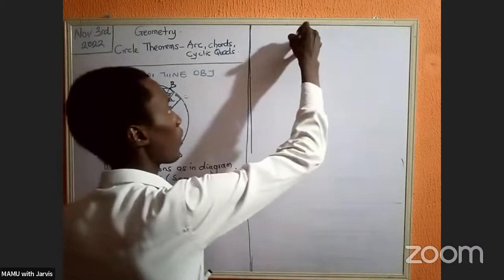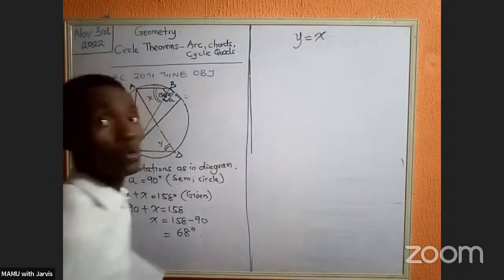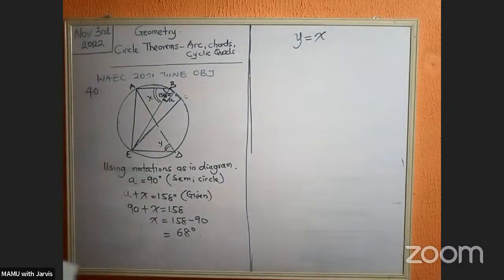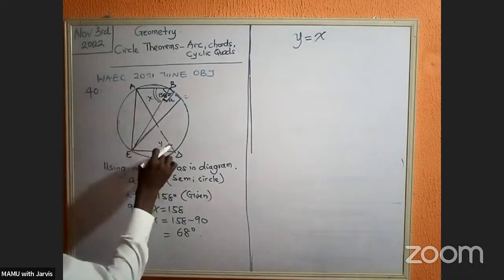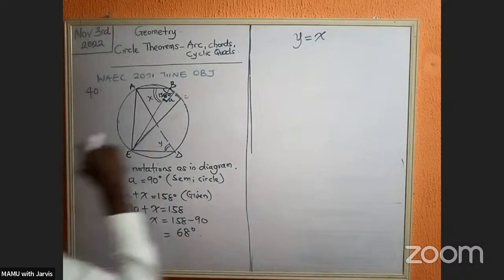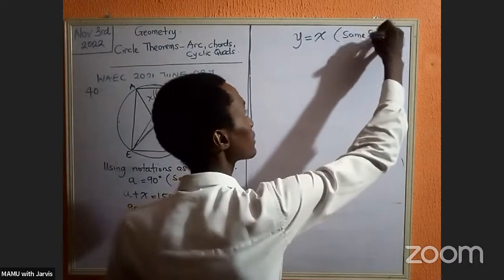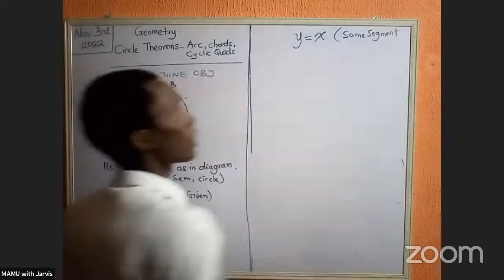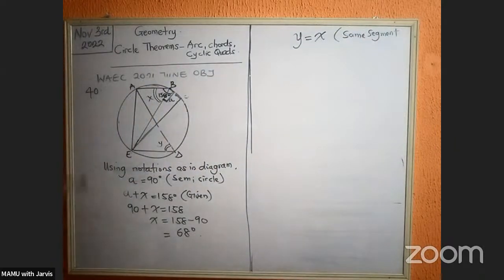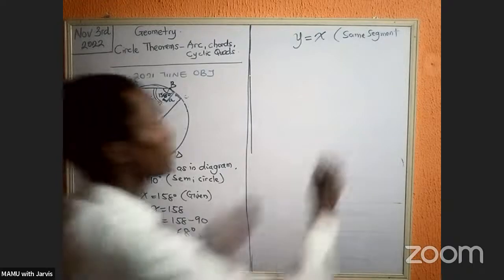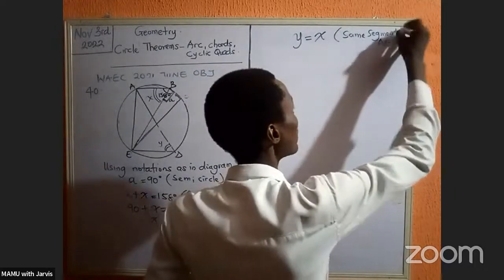Now, look at this angle here and look at Y. Y is equal to X. What's the reason for that? Y will be equal to X because of what? Same segment. So what segment is that? Segment AE. Same segment AE.